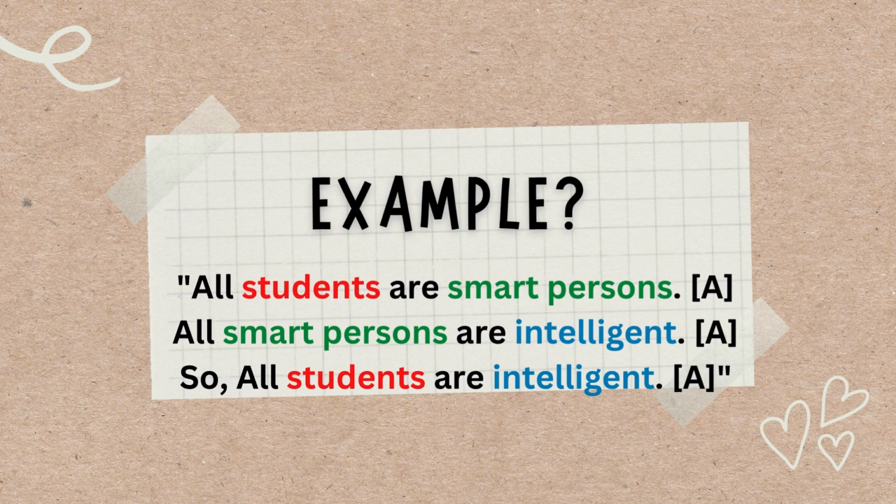So in this example, the predicate of the conclusion, intelligent, is the major term, and the subject of the conclusion, student, is the minor term, and smart person, which does not occur in the conclusion but appears in the two premises, is the middle term. I hope you understand these terms in syllogism. We also have parts in syllogism. Let's see what they are.